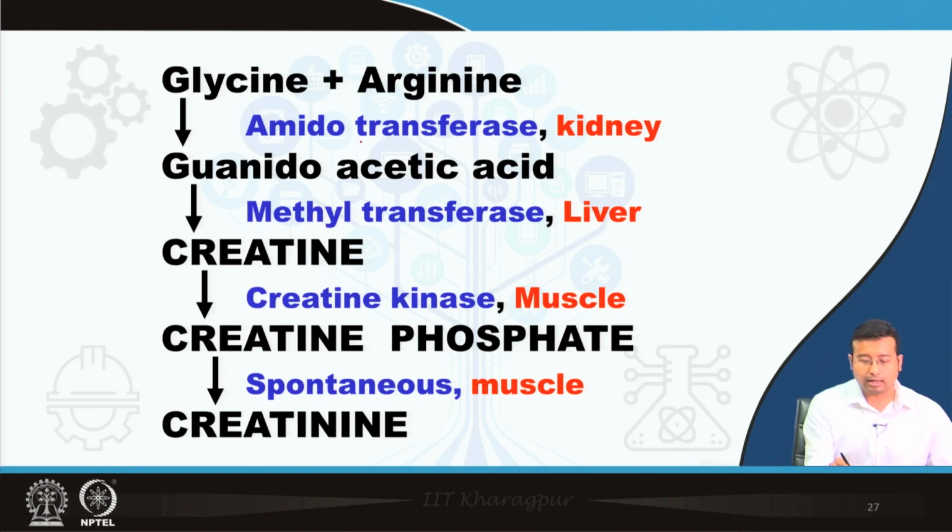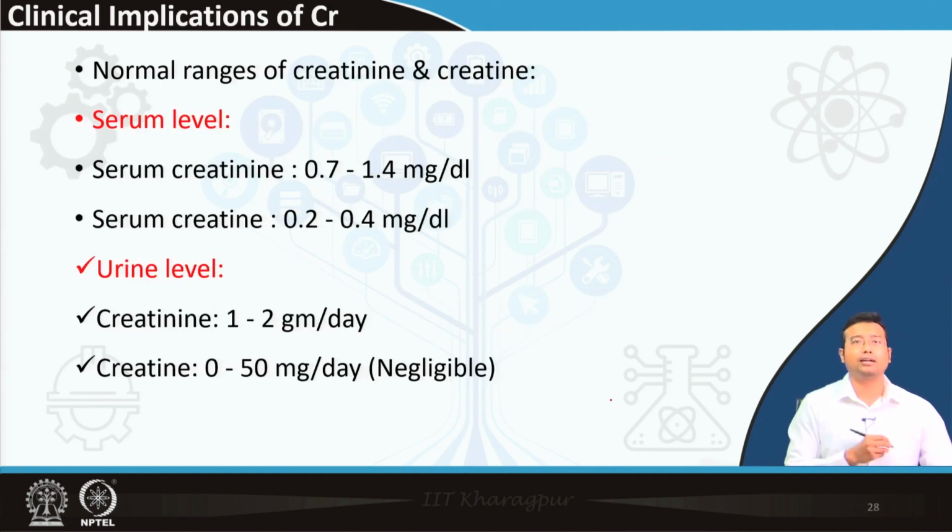Mind it, these are the enzymes and these are the locations where these enzymes are acting. So, all of them are again multiple choice questions. The first step is in the kidney, the second step is in the liver, and the third and fourth steps are happening in the muscle cells. So, what is the clinical implication of creatinine?